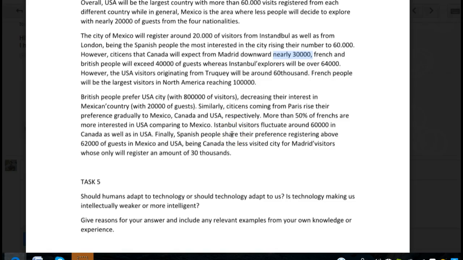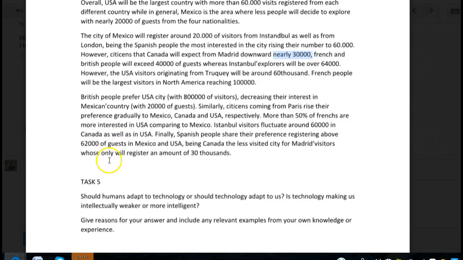Istanbul visitors fluctuate around 60% in Canada as well as in USA. Again, it's a mistake here. Obviously, the Canadians and Americans are going to Istanbul. Finally, Spanish people share their preference registering above 60,000 of guests. Okay, a little word of grammar here. It's just 60,000 guests.